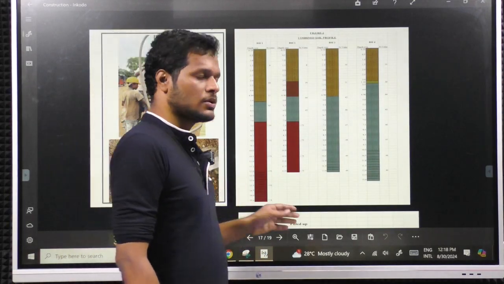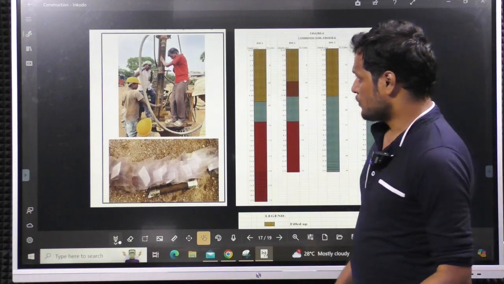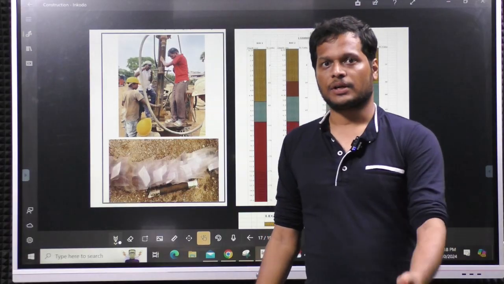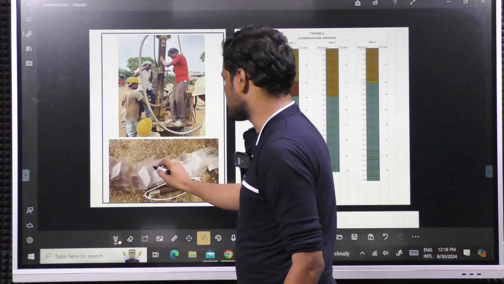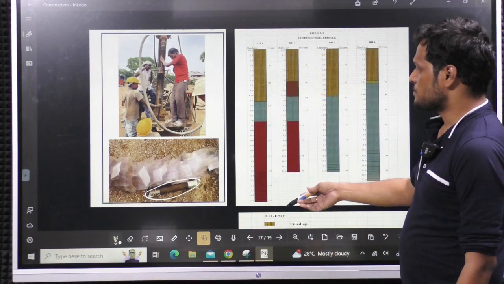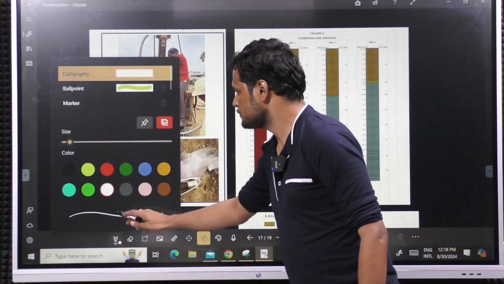This is the penetration test we will be doing. Apart from this, we will be doing the plate bearing test also. You may already know the plate bearing test from geotechnical engineering, right? So this is how we take the samples. These samples will be collected and represented as N values with respect to depth. You can see the N value with respect to depth.